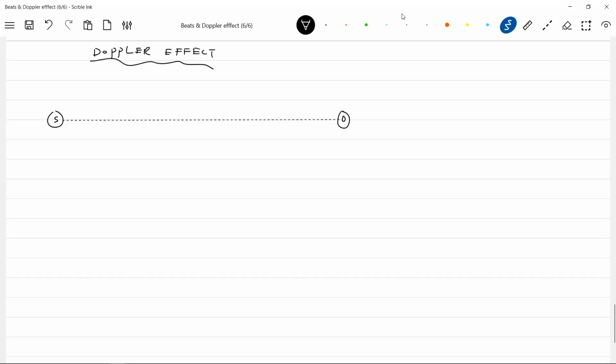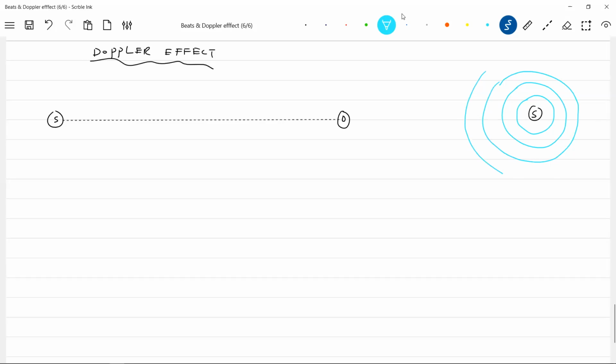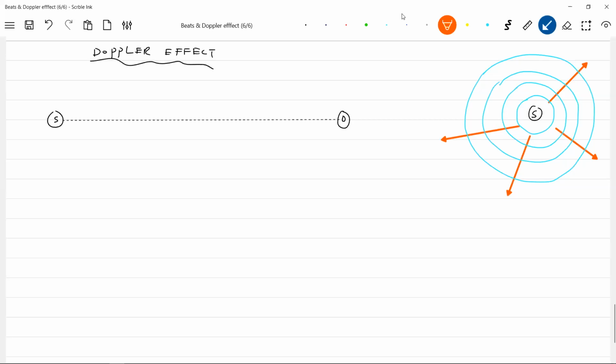So usually you take it like this. If this is a source, what will it do? It will emit waves. Usually it's a point source, no? So therefore, these are the waves you can take. And in what direction will the wave propagate? The wave will propagate radially outward. This is the direction of the wave propagation. The red arrows give the direction of wave propagation.